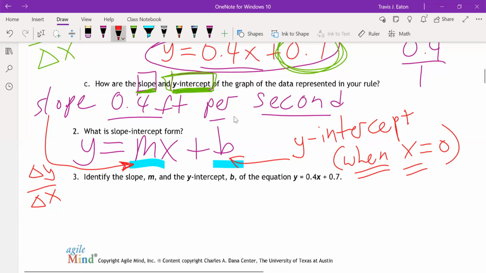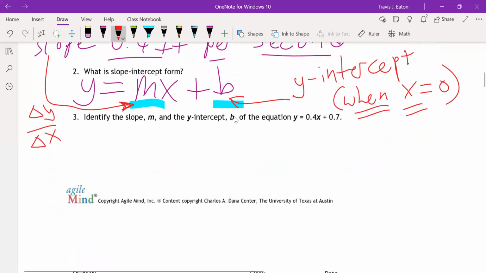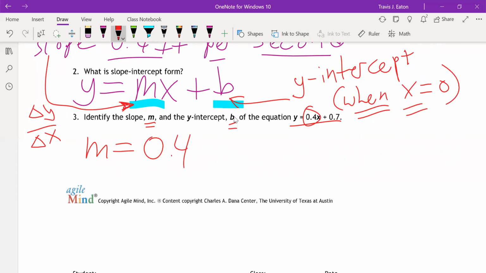So then when we look at question number 3, it says, identify the slope m and the y-intercept b of this equation. Well, it's really easy to see where the slope is, or the m. m is the number that's being multiplied by x. That's our slope, our rate of change, the change in y over the change in x. And the y-intercept, the b in this case, is 0.7, because that's where that line hits the y-axis. Okay?